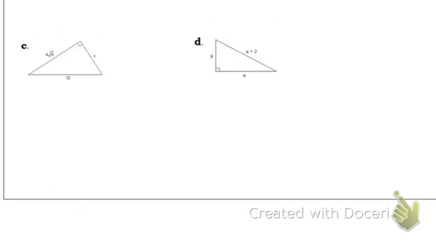On our next one, we are solving for a leg because 12 is the hypotenuse. 12 is the hypotenuse. So we're going to have 4 square root of 6, and that whole thing is going to be squared, plus x squared is going to equal 12 squared.